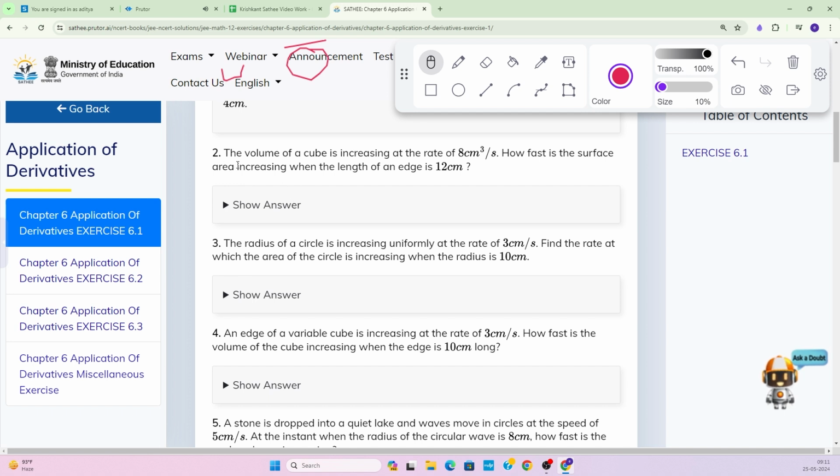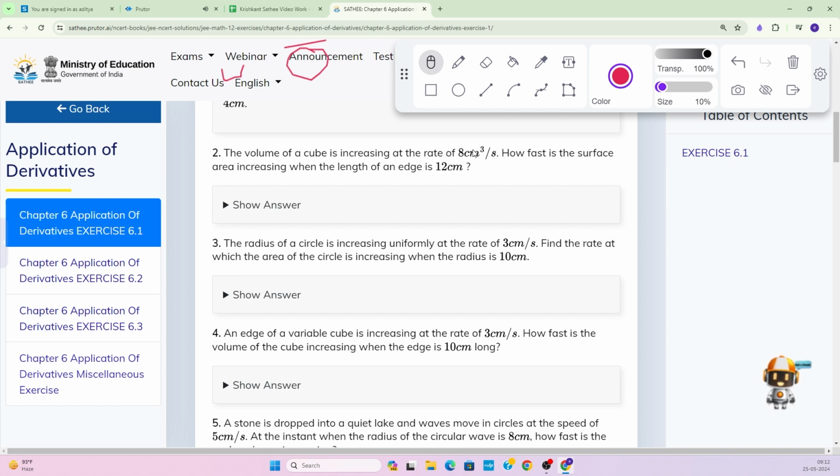Clear? Now, the volume of a cube is increasing at the rate of 8 centimeter cube per second. This means dV by dt is given as 8. How fast is the surface area increasing? This means, if you take surface area as S, you have to find dS by dt.